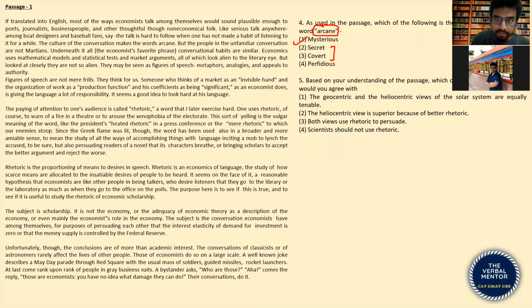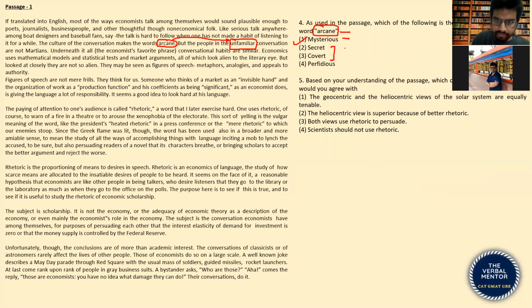Even if you do not know the literal meaning of the word arcane, if you understand the contextual meaning here, it means unfamiliar. The context tells you the meaning of the word arcane, which is unfamiliar. Right? So basically, the author tells you, as explained for the previous question, that the language that economists use makes the conversation arcane, which is unfamiliar to the common man, to the layman.